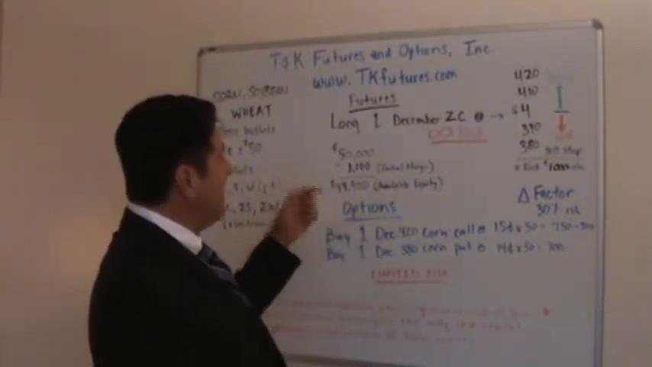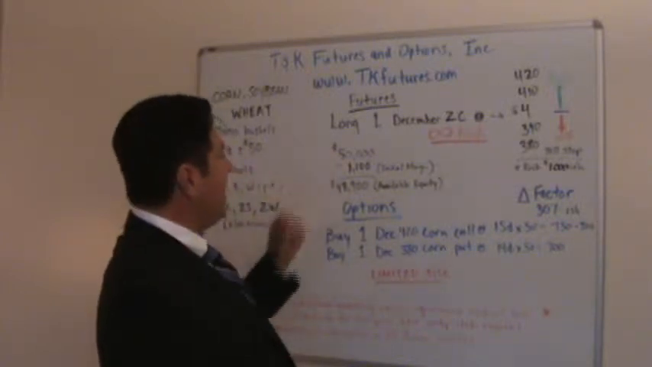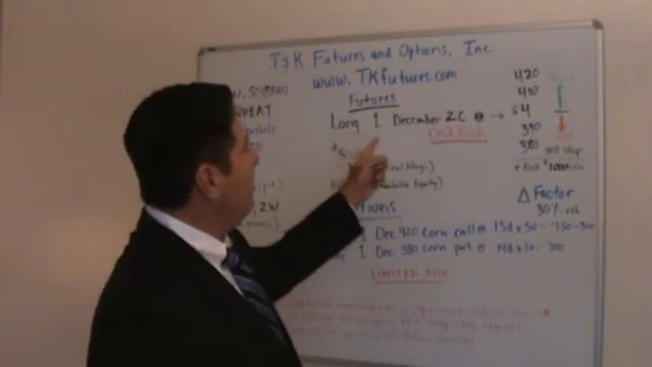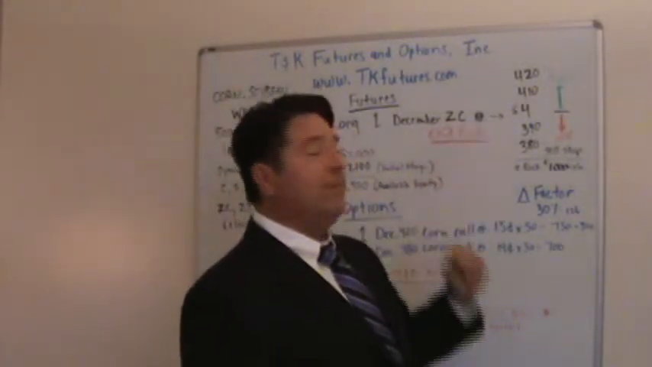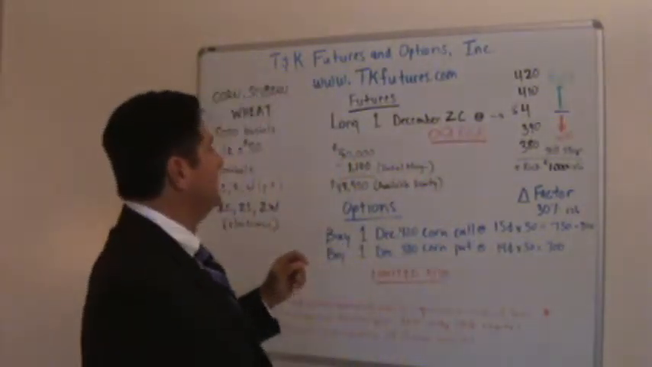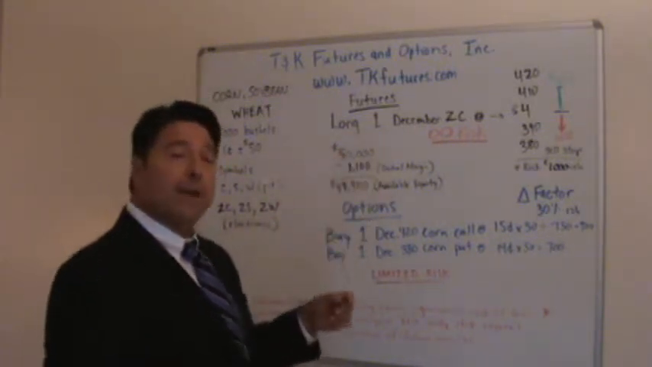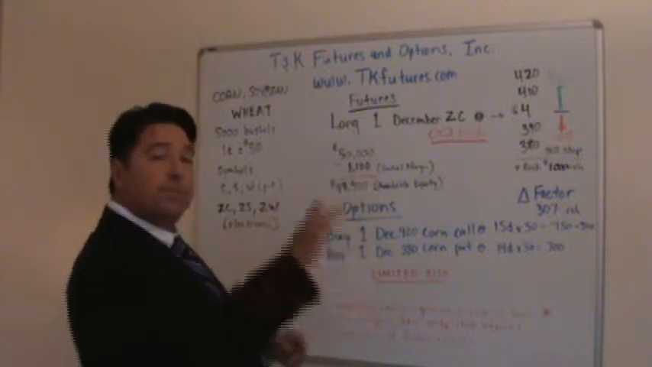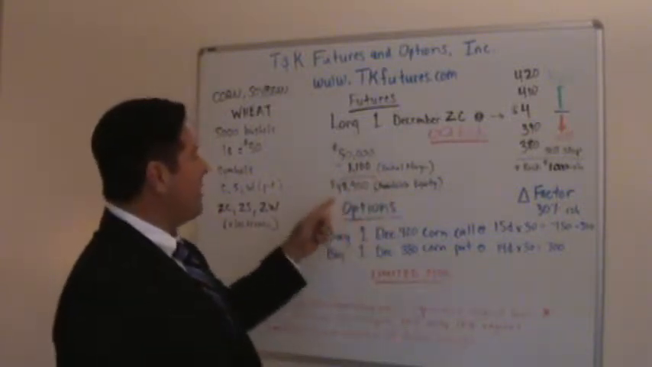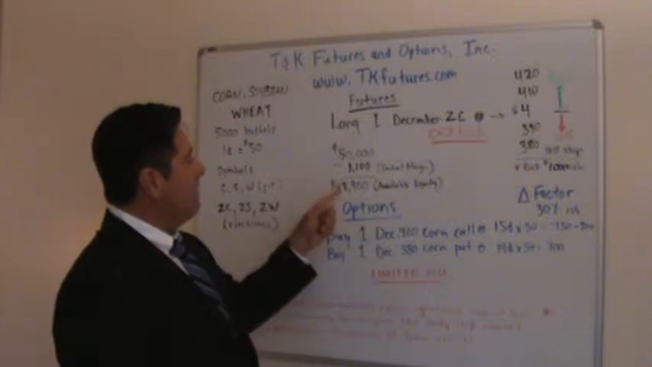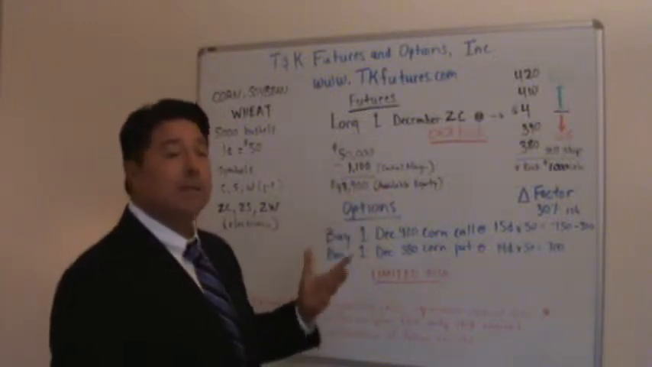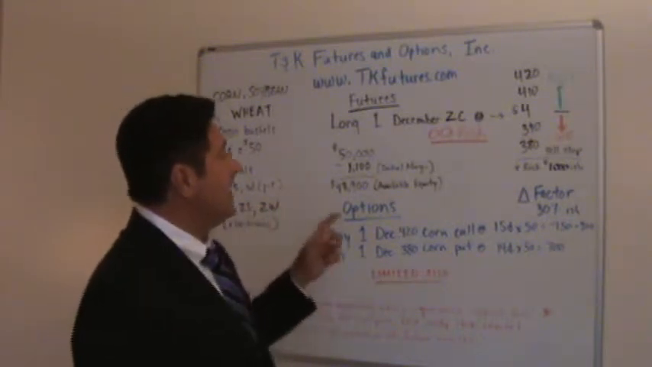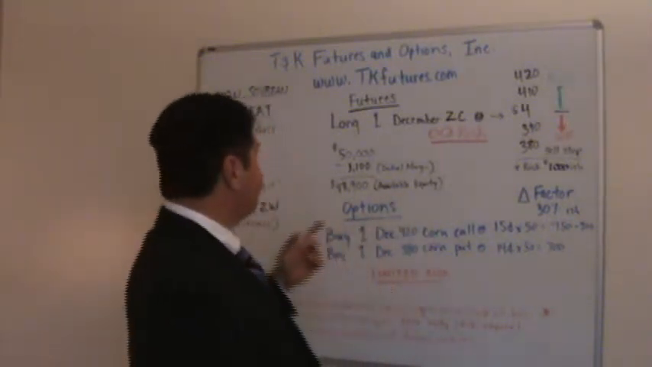So let's say that you open an account for $50,000 and you want to do this trade. You want to get long 1 December corn at $4. You think the price is going higher. So you do that trade on your online platform and that gets put aside from your available equity. So now you have $48,900 left to get more contracts, buy options, whatever it is that you're planning to do.